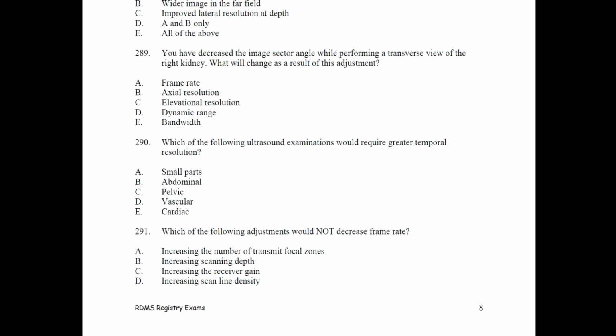Next, let's move on and look at question number 290. If you look at the question, it is asking which examination requires the highest temporal resolution. The fact that temporal resolution is that important means that the organ in question has rapid movement. The correct answer is the heart, which you should select for this question.